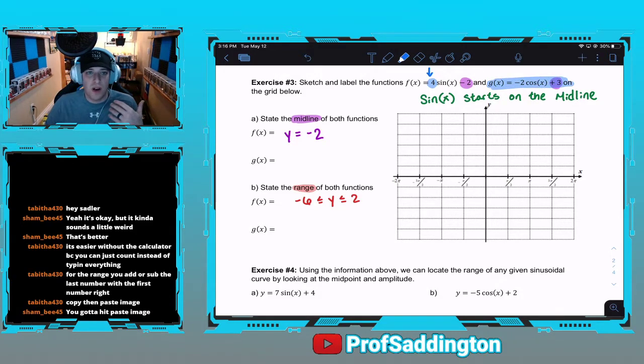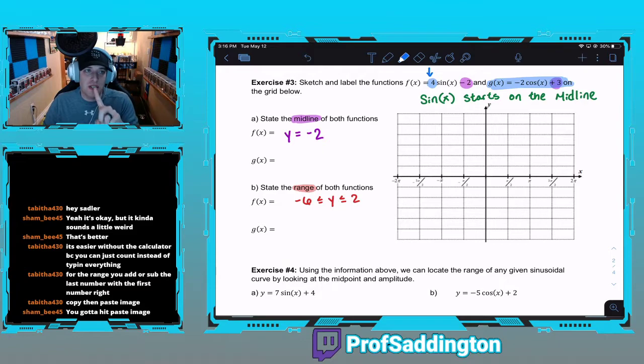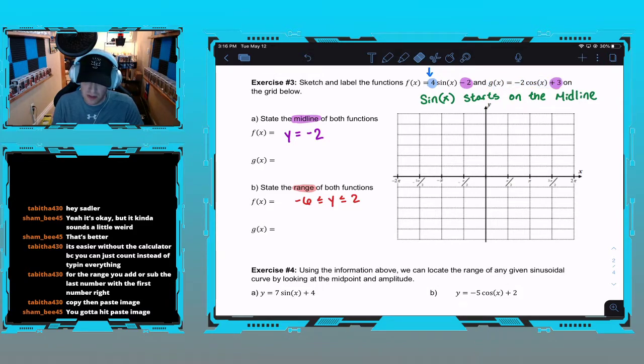So I'm going to do all the stuff very, very similar. I'm going to walk you guys through it, and then we'll see if you guys have any questions after we do that. Okay? So the first thing that you guys have to do is figure out what the midline of g of x is. Okay?